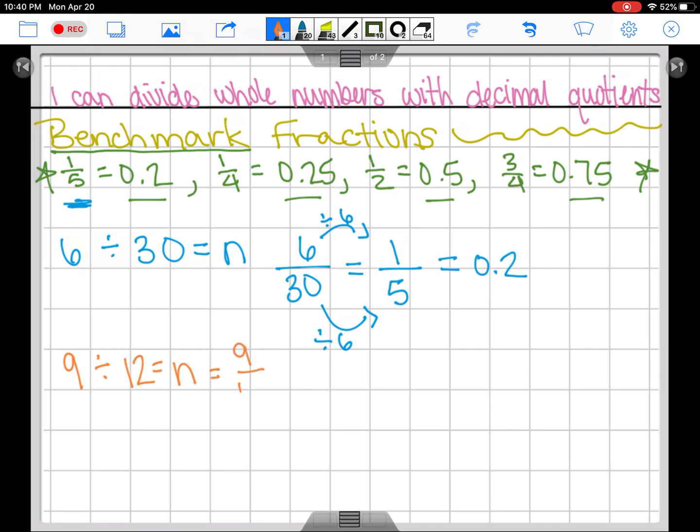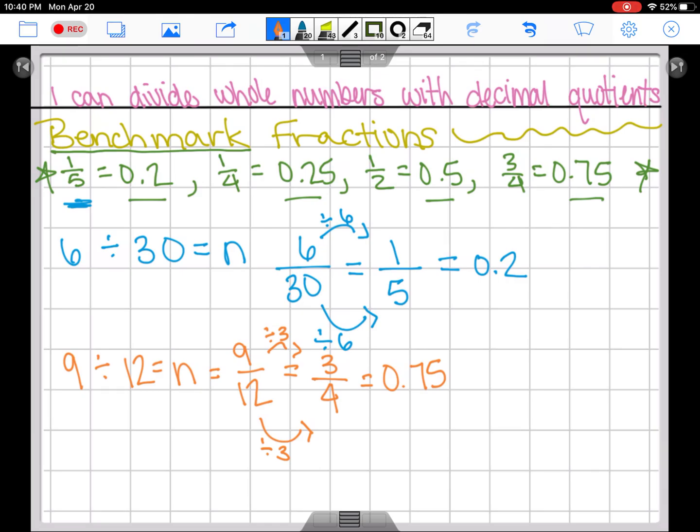9 divided by 12 equals n. This is 9 over 12, 9/12, and right away I see that I can simplify this down. I can divide each of these by 3. 9 divided by 3 is 3. 12 divided by 3 is 4. 3/4 is one of my benchmark fractions. It is 75 hundredths or 75% if that's easier for you to think about.